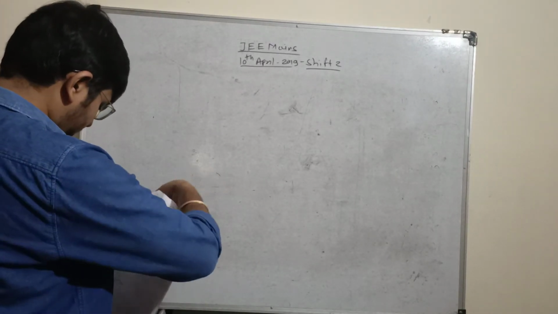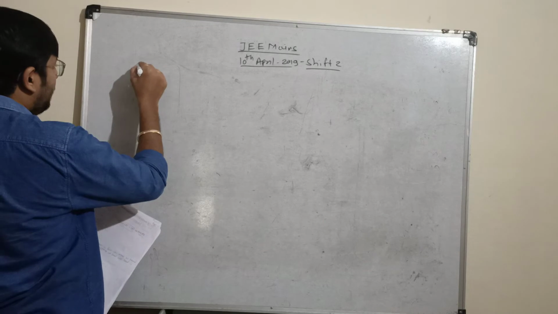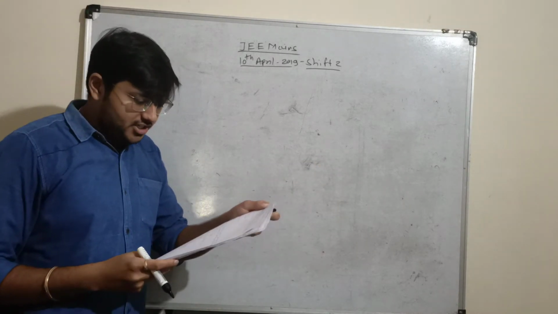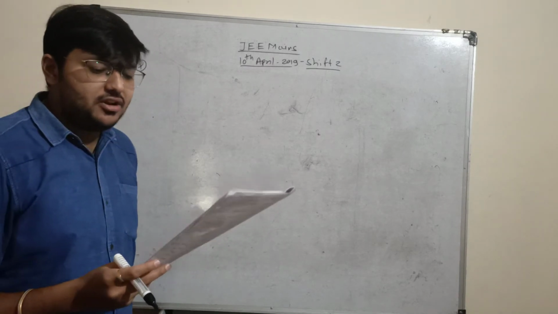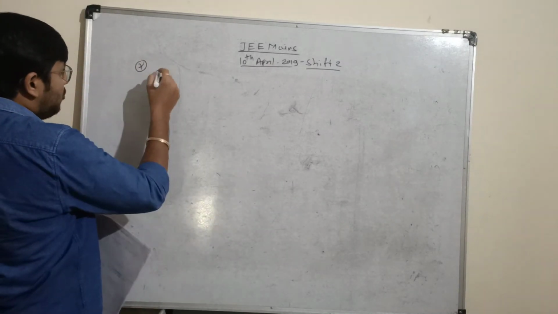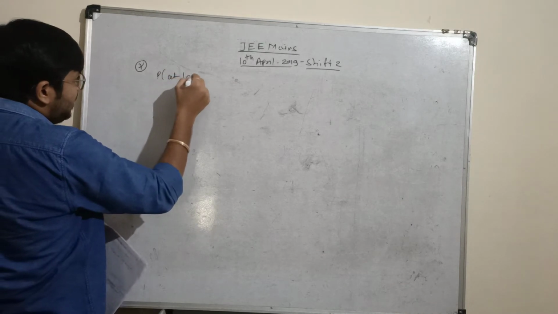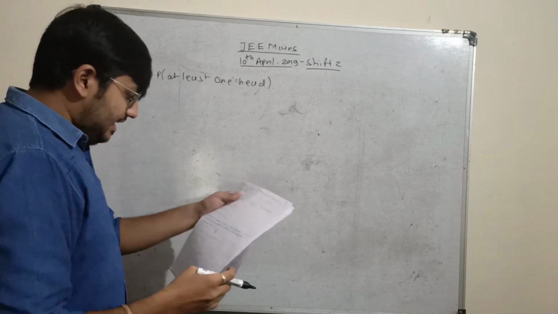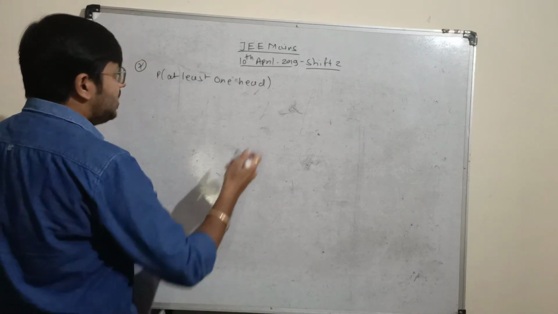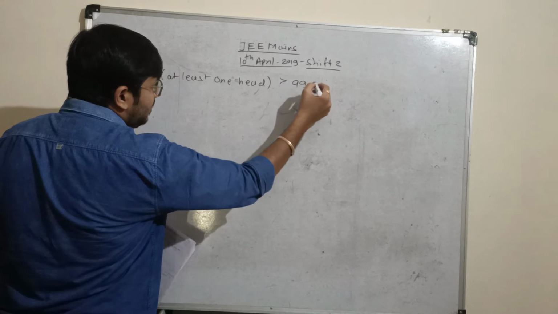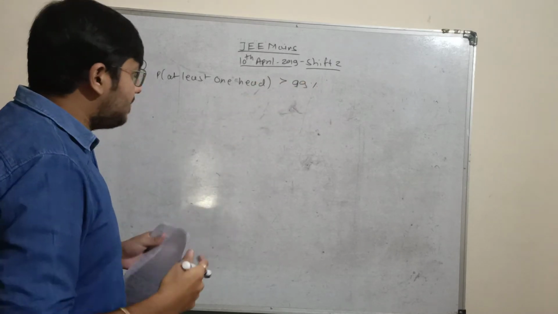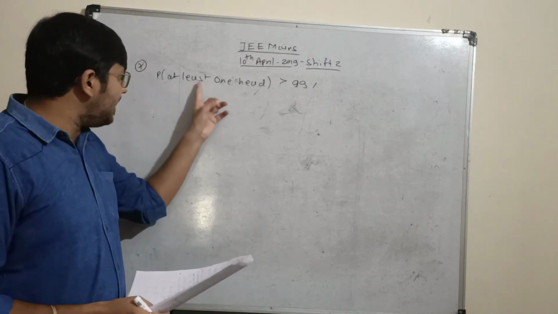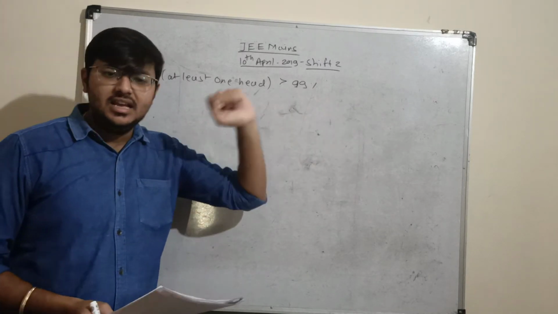In the next question, we have the minimum number of times a fair coin must be tossed so that the probability of getting at least one head is more than 99%. So that means how many times you can toss a coin so that the probability of getting at least one head is greater than 99%, right?